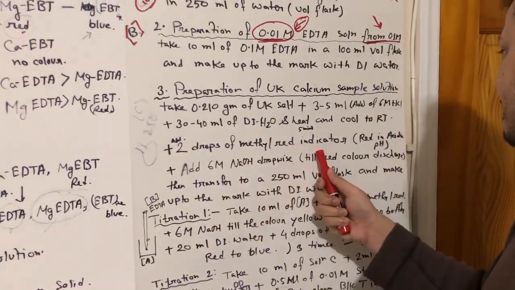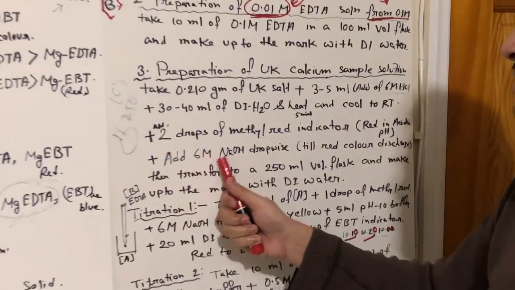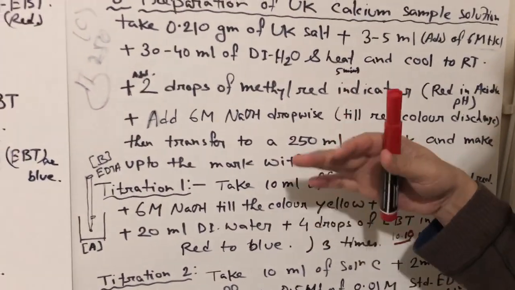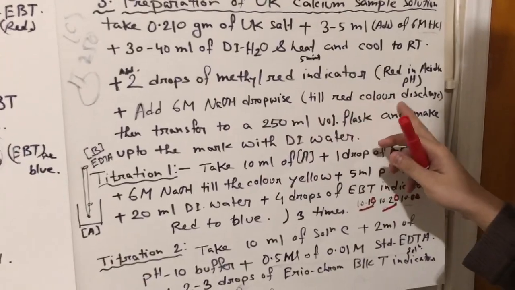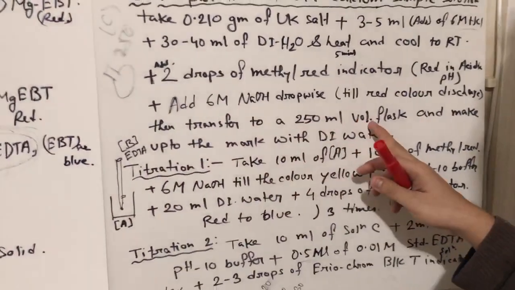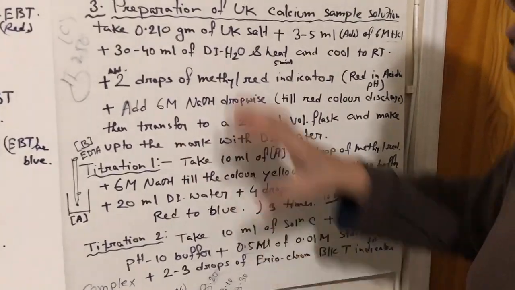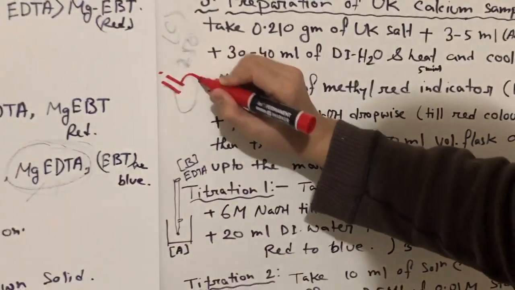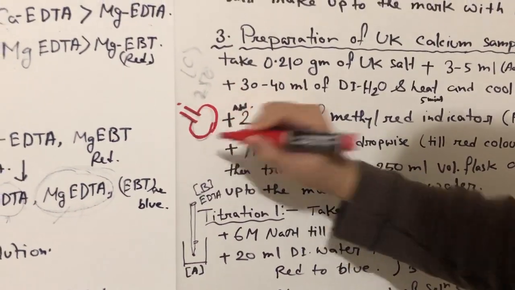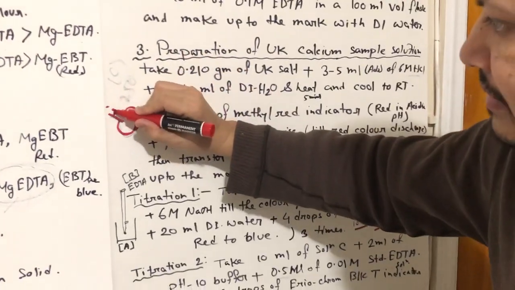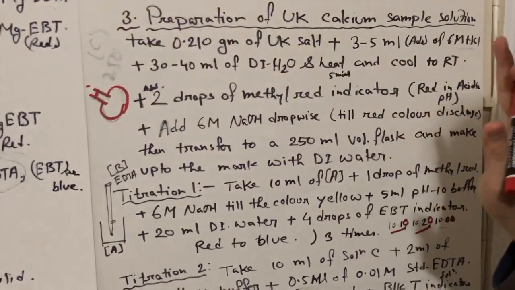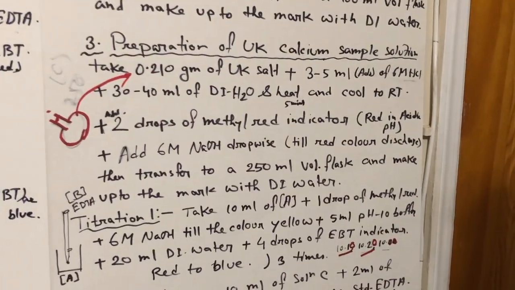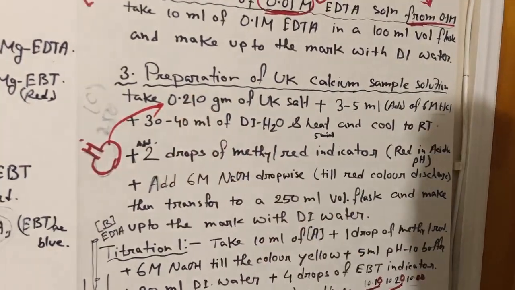So you have red in acidic solution, and add 6 ml of 6 molar sodium hydroxide dropwise. If you add 6 molar sodium hydroxide dropwise, the pH will definitely go up until the red color discharges. Then transfer to a 250 ml volumetric flask and make it up to the mark. In this 250 ml you actually have this gram of the calcium salt.